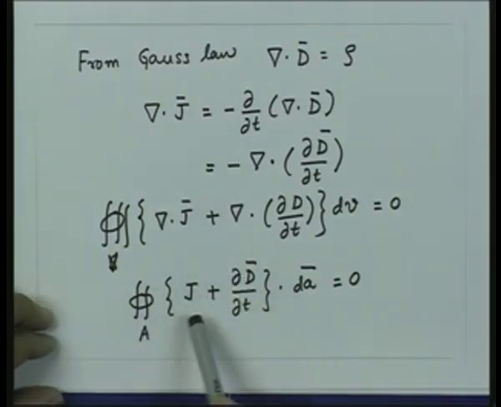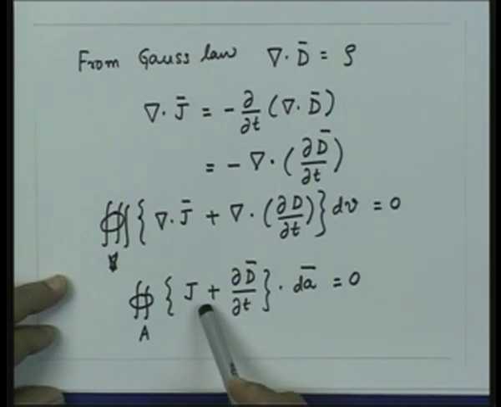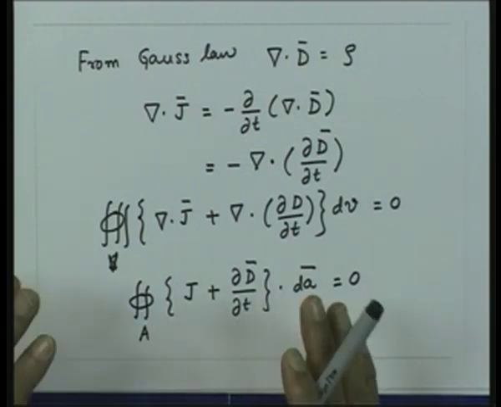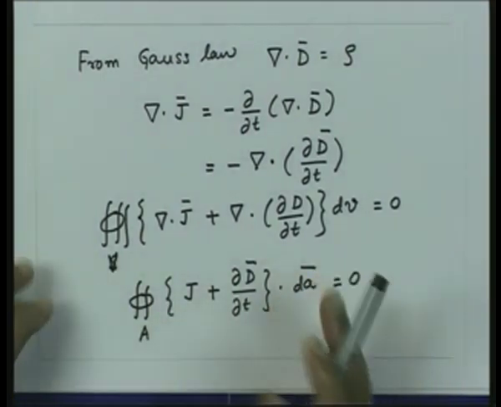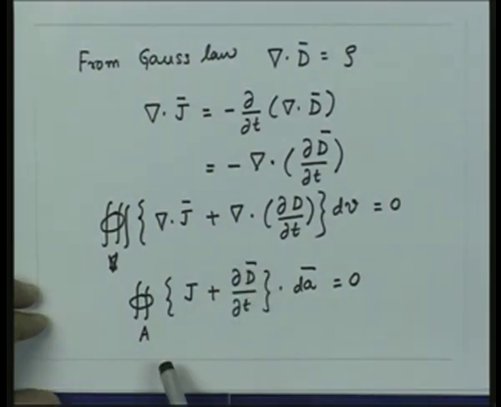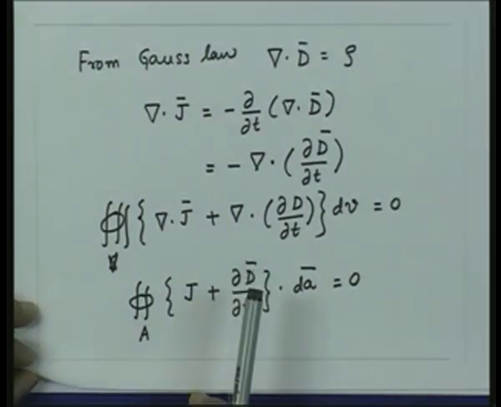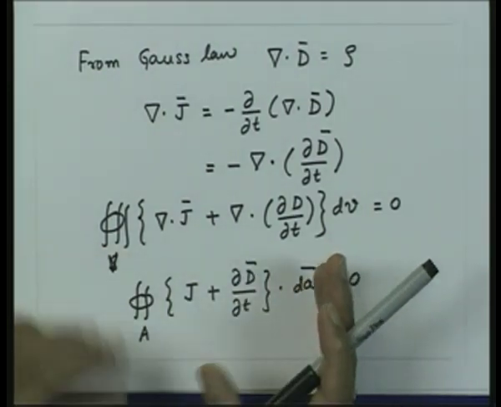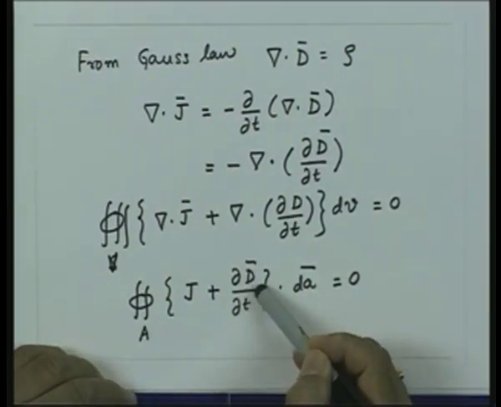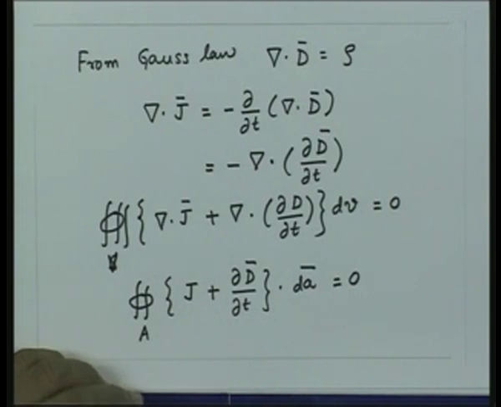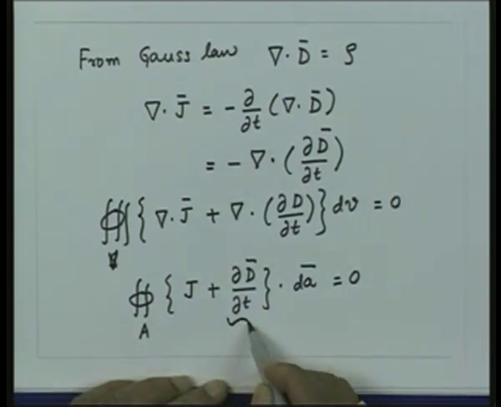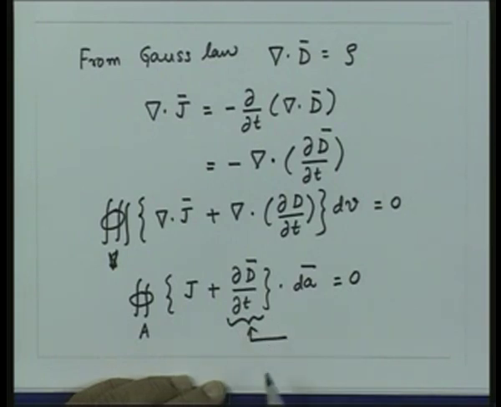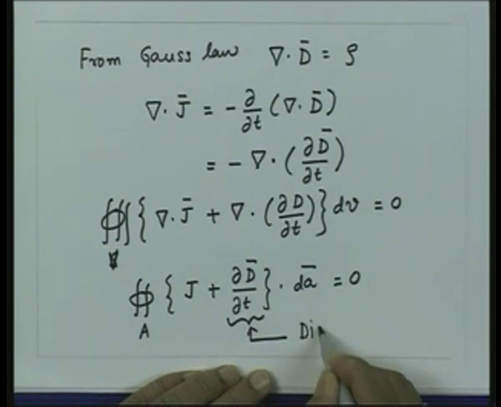We have seen earlier that the conduction current density is related to the conductivity of the medium. From Ohm's law, it is sigma times E. However, even if the conductivity of the medium is 0, we still have a quantity, the rate of change of the displacement D, that is equivalent to some current. Since it is related to the displacement vector D, we call this the displacement current density. This is the new quantity which was introduced to satisfy the continuity equation.